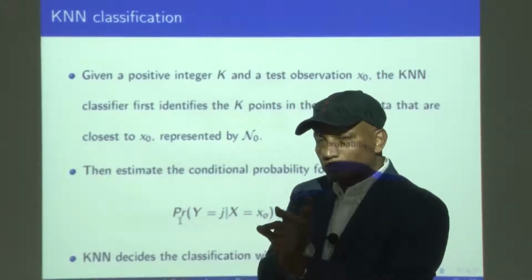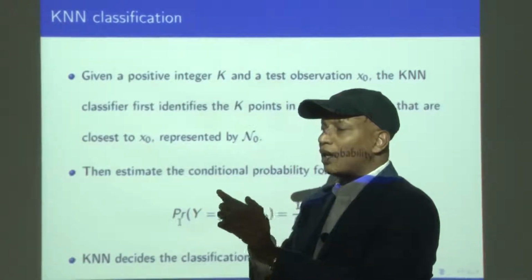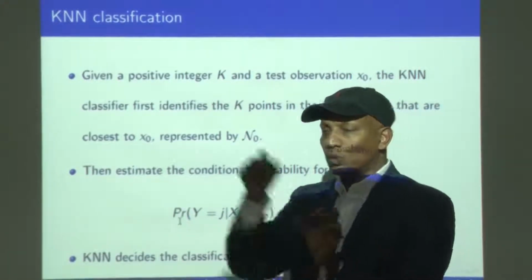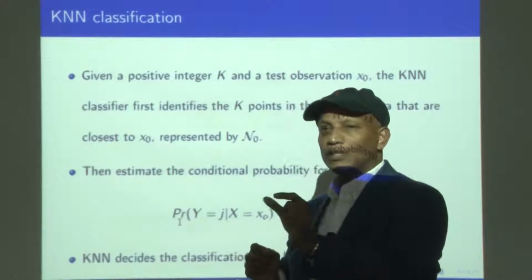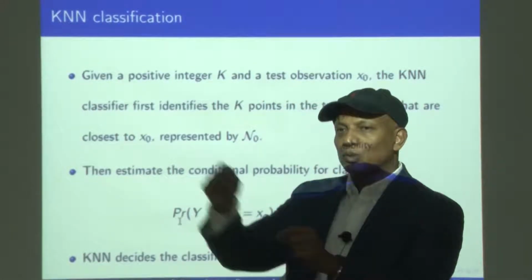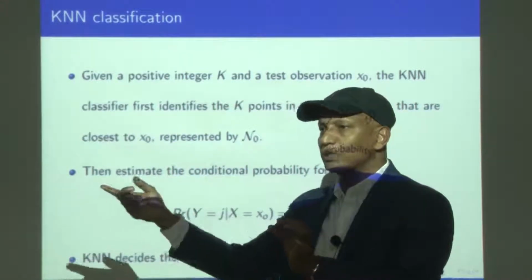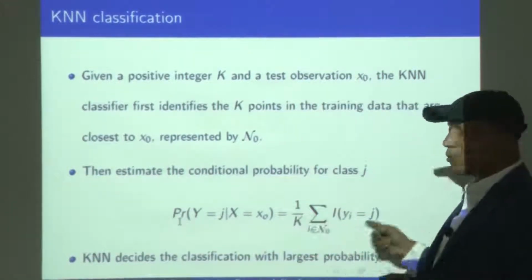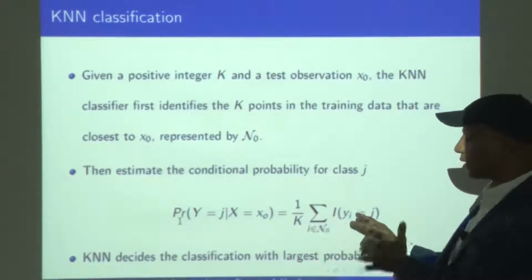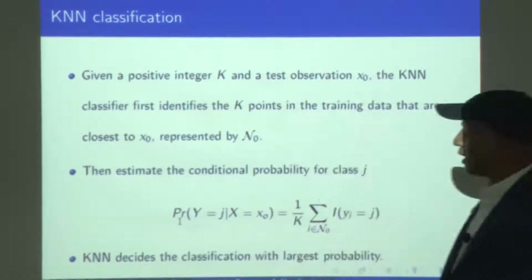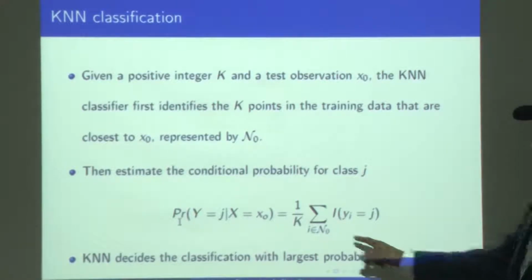How does that happen? Basically I'll see how many patients from group 1 are close to the new one, how many patients in group 2 are close to the new one, how many patients in group 3 are close to the new patient, and that's the way this probability will be calculated. And k nearest neighbor decides the classification with the largest probability.